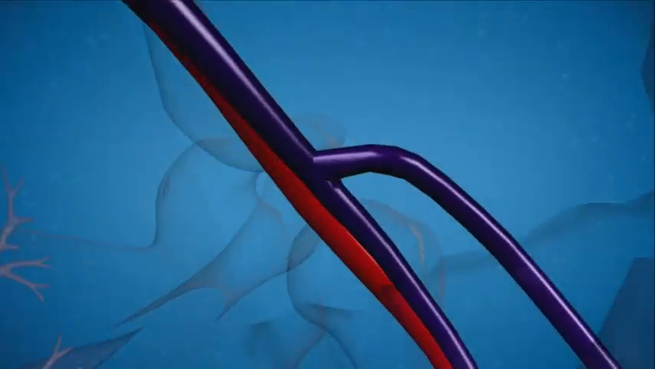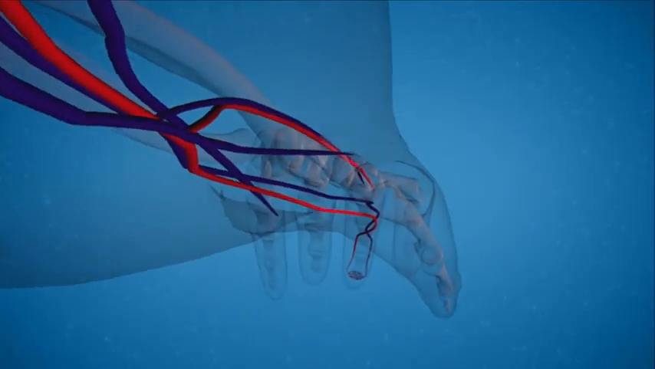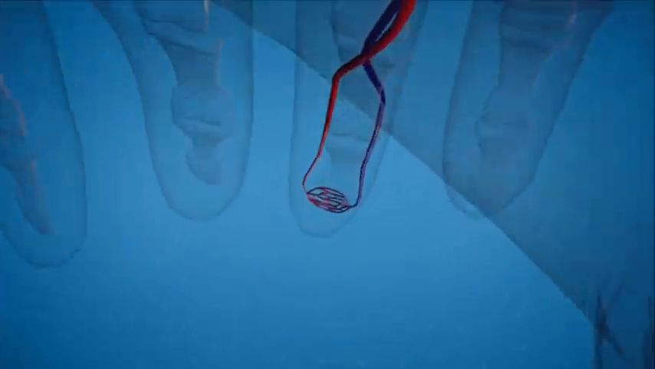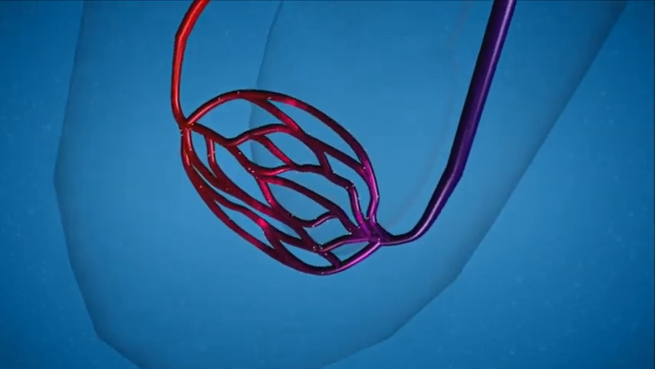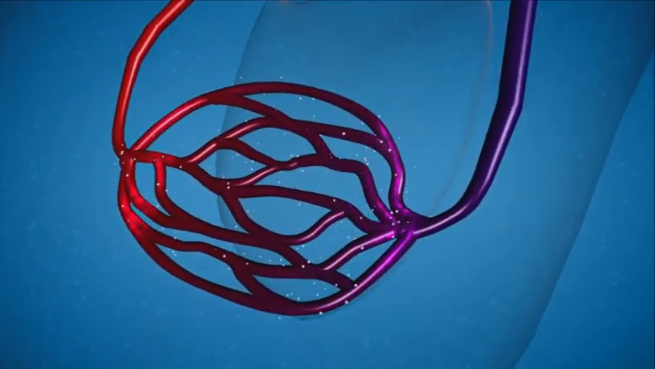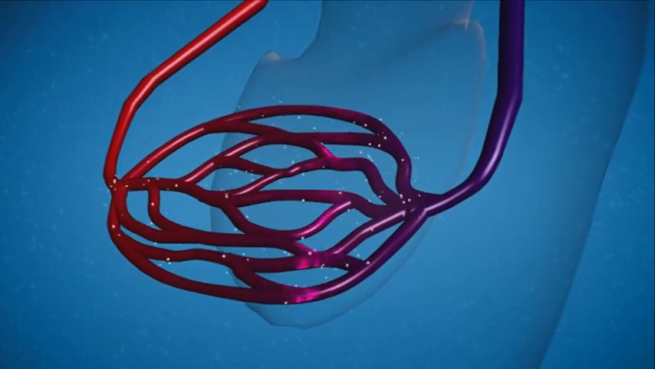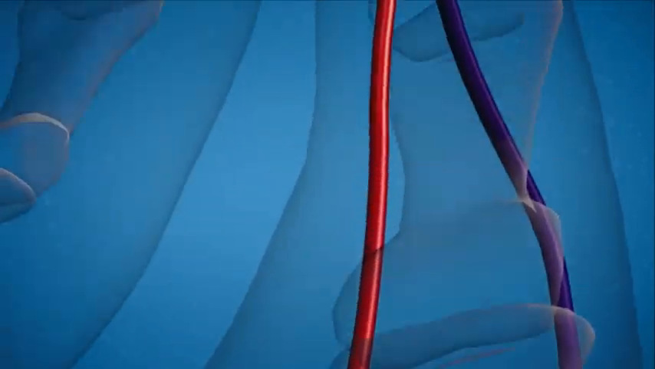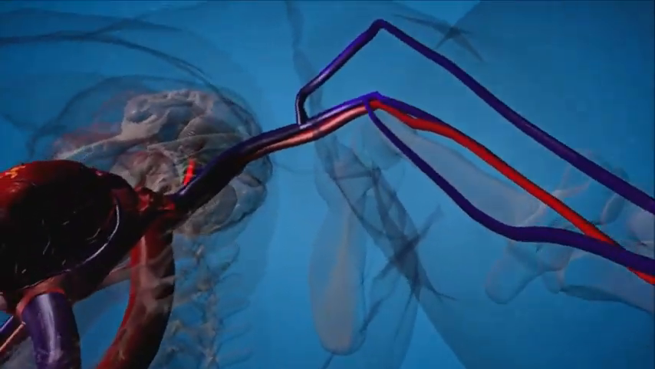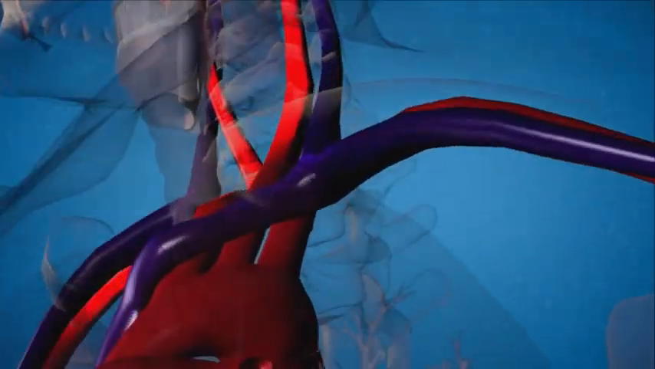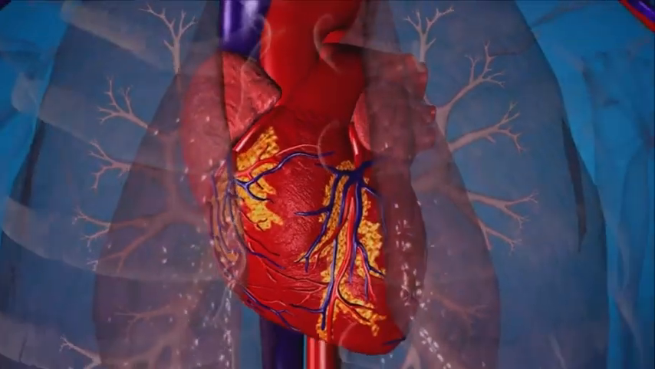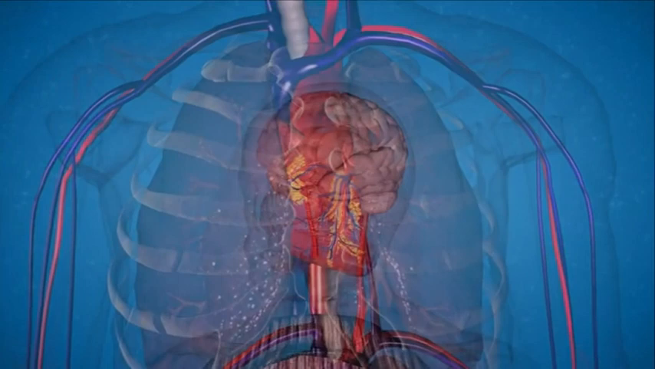Large vessels called arteries carry oxygenated blood away from the heart. Arteries branch down into very small vessels that allow oxygen to be absorbed directly into body cells so it can be used for energy production. Veins return oxygen-poor blood back to the heart and lungs, where the cycle repeats.